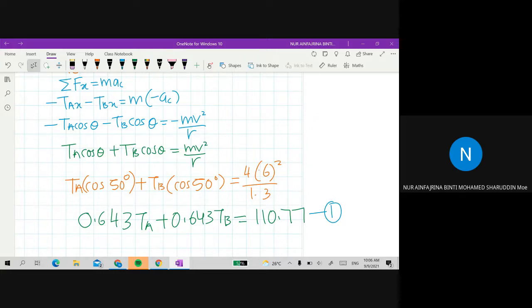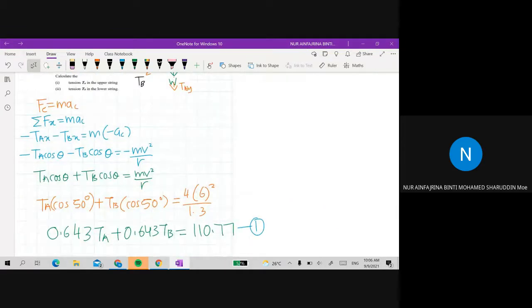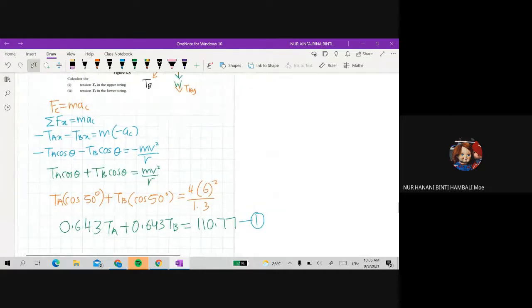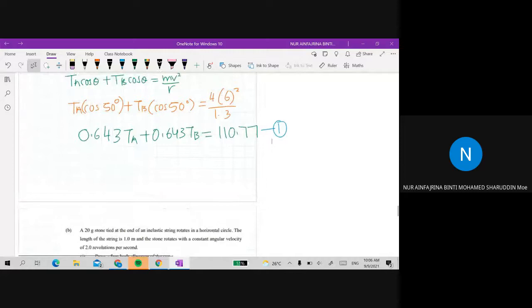Okay, macam mana lagi cara untuk Miss cari tension besides using summation of force in X component sama dengan mass darab centripetal acceleration? Okay, Miss nak buat apa lagi? Summation of Y component. Y equal to 0. Very good. Summation of Fy equals to 0. Okay, now kita buat pula summation of force in Y component equals to 0.